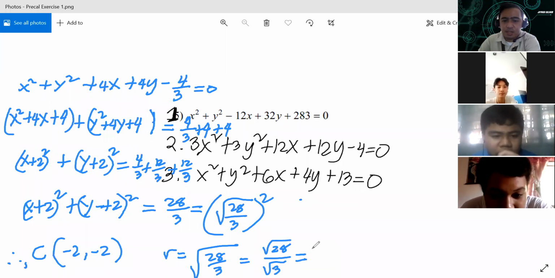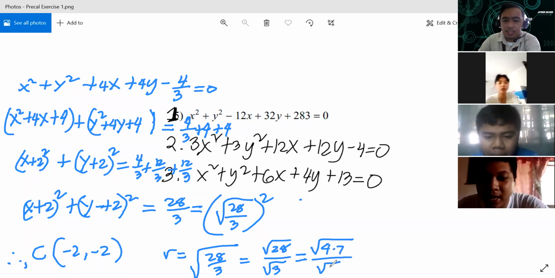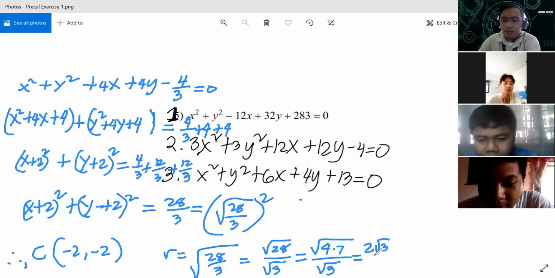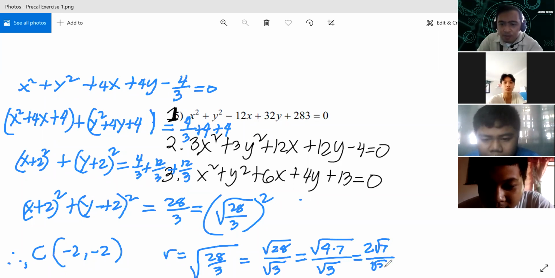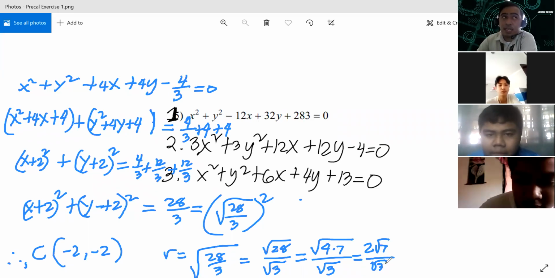The 28 can be written as 4 times 7, and the square root of 4 is 2. So it becomes 2 square root of 7 over the square root of 3. But again, we can rationalize the denominator. In algebra, your answer is not yet in simplest form.